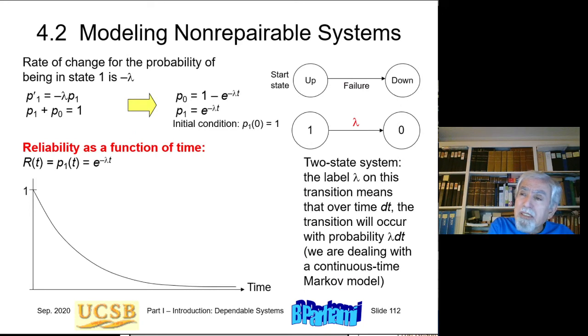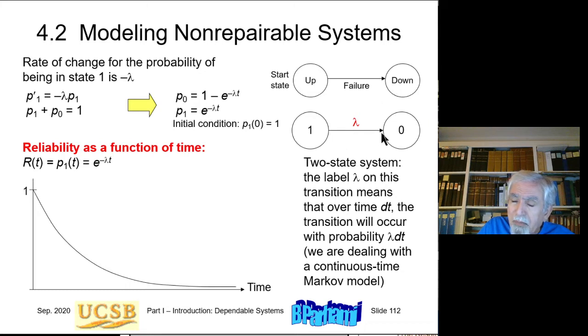Okay, so let's start setting up Markov models for systems, beginning with simple ones, and then going to more complex ones gradually. So here is a 2-state system, which has 2 states: up, or state 1, and down, or state 0. And the failure rate of the system is lambda.